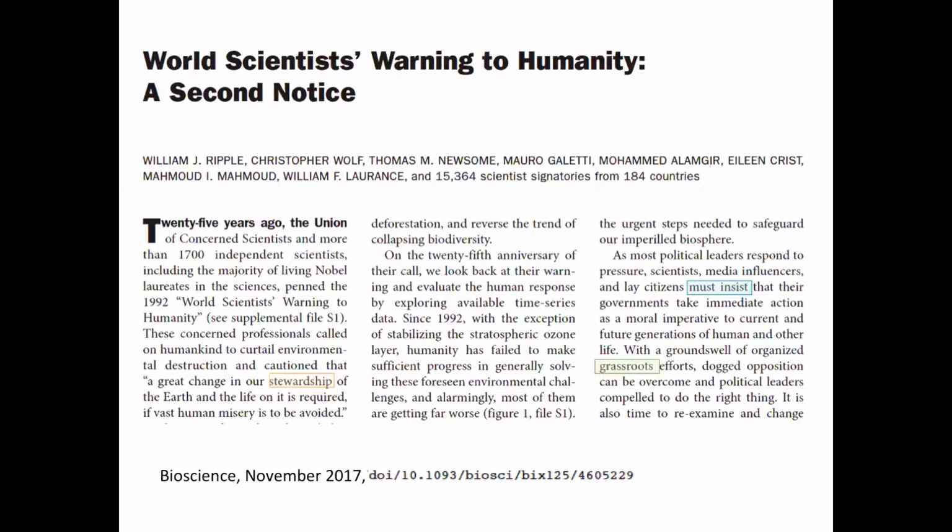Why do we need agroecology? Well, if we look at the overall situation on the planet, this document prepared by 15,000 scientists says that we are now in a situation where we need to change. We need to change our way towards a stewardship of the earth and life, because otherwise we will head to a collapsing situation. And citizens must take an active role towards governments, with a groundswell of organized grassroots effort. This is the way to bring about the change.